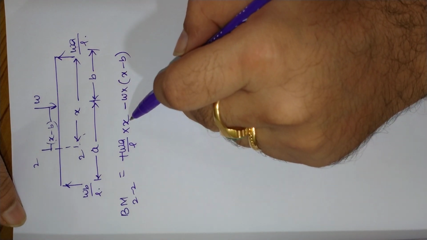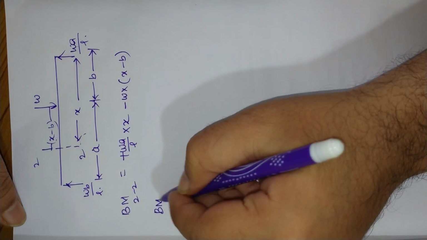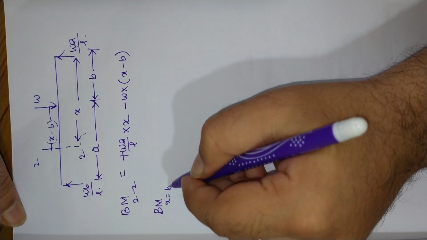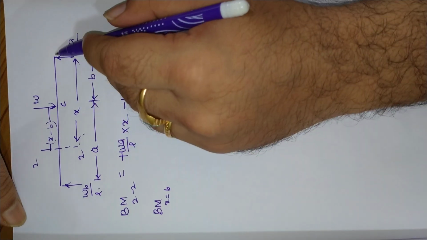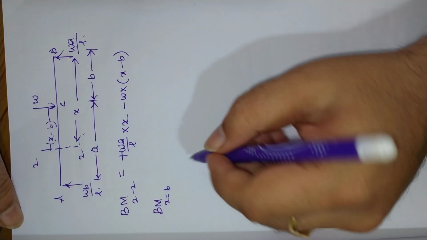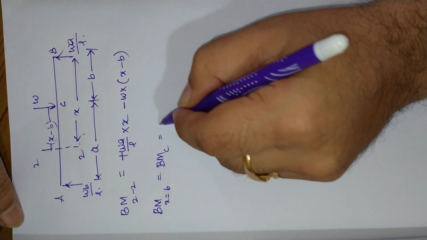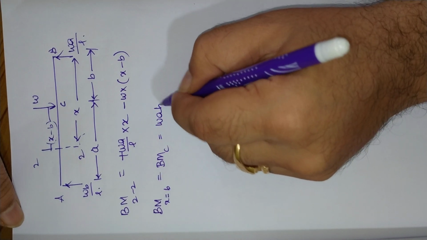The power of the equation is 1, so variation will be linear. So we need to calculate bending moment at any section x is equal to b. That means at point C we are calculating. Already at point B we have calculated. At point C we will calculate with x is equal to b. That means bending moment at point C will be equal to WAB by L.